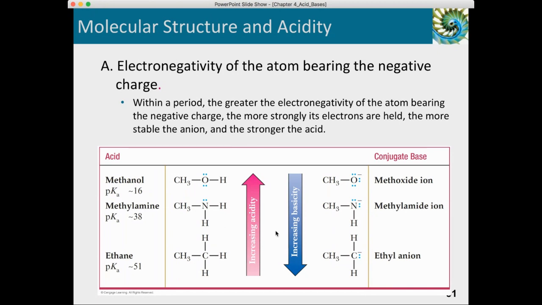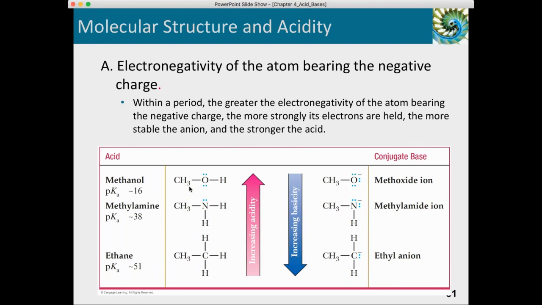To see how important electronegativity is, you can see that carbon is in group 4, nitrogen is in group 5, and oxygen is in group 6. Look at the difference in pKa's: 51, 38, and 16. It's a quite significant difference in acidity between these three, just because of the different electronegativity of oxygen, nitrogen, and carbon. So remember, the negative charge is much better supported over a highly electronegative atom. The more stable the anion is, the stronger the acid will be.